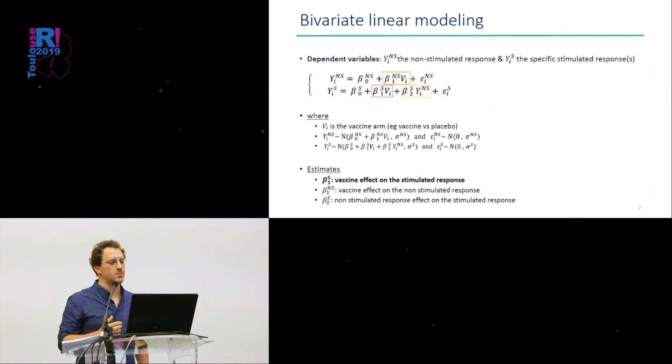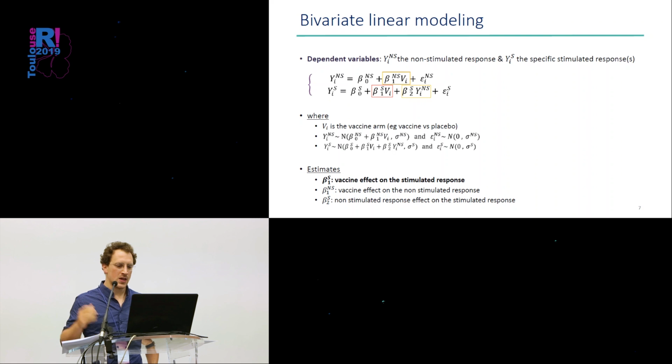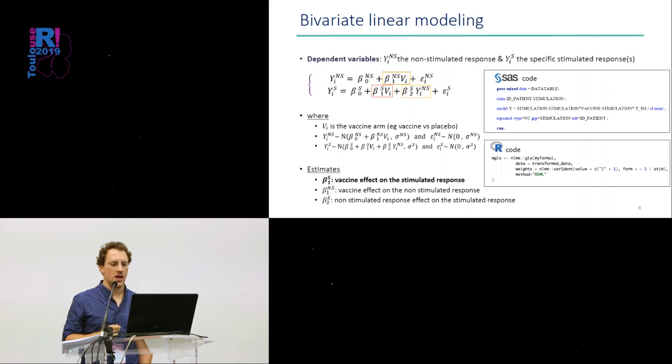And that's why we developed this bivariate linear modeling. This slide is a bit heavy, and I won't have time to go into the detail of the model, but it's not very new nor very sophisticated. The idea is to model the two dependent variables, the non-stimulated response and the stimulated response, within the same individual. And I'm sorry, but because I work with medical doctors who do a little bit of programming, but they use SAS, I had to put some SAS code here. But the important point is that we can also, of course, do this in R. So this is great. As statisticians, we're happy.